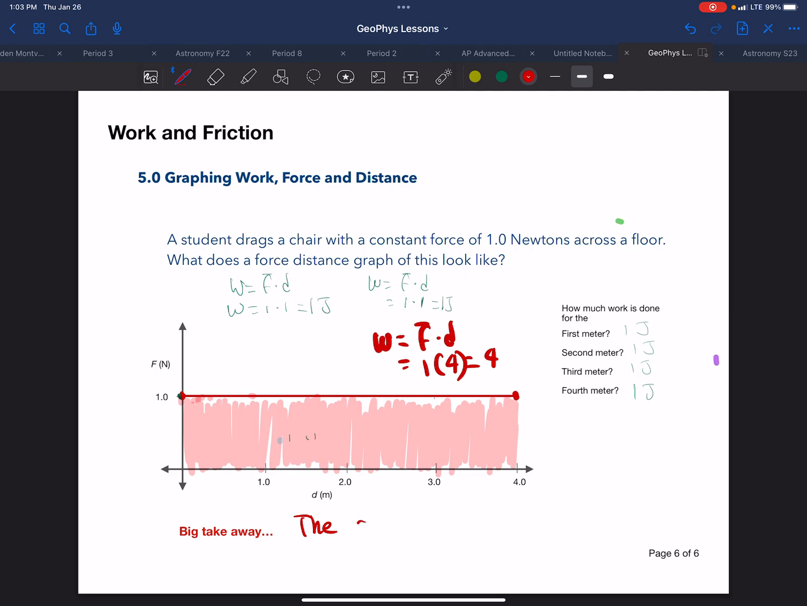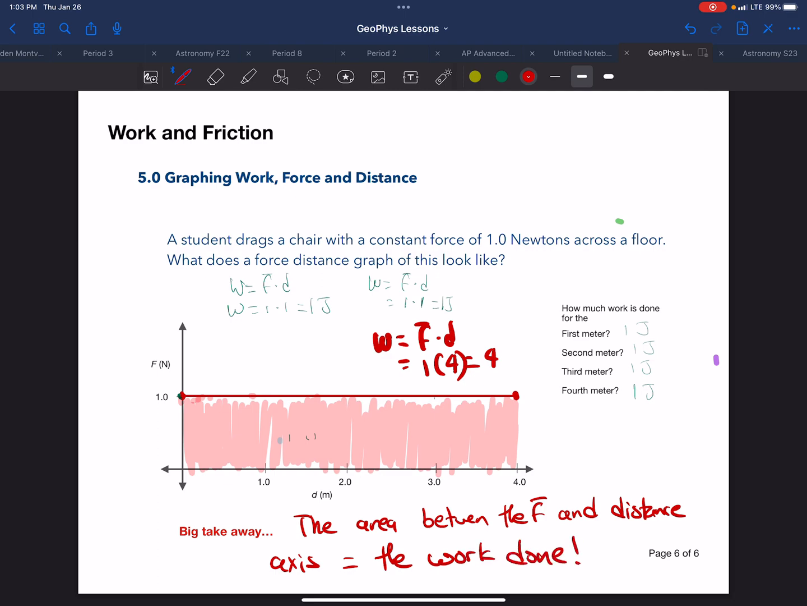And we would say the area between the average force and distance axis equals the work done. That's a huge conclusion.